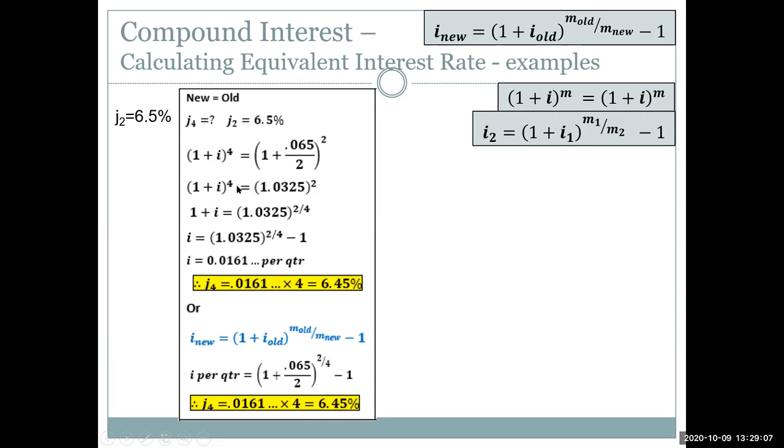We need to now deal with the exponents. To get rid of the exponent here, we have to raise this whole side to the 1 over 4, which means we have to raise that whole side to the 1 over 4.